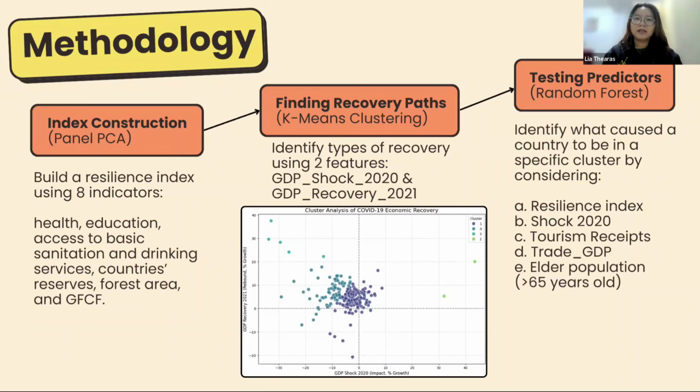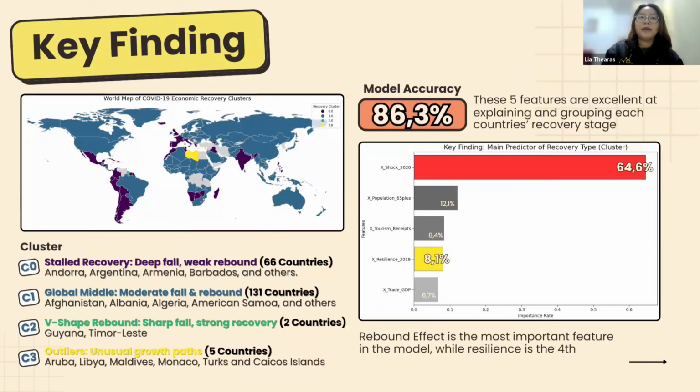And then the last method that we use is random forest to identify what caused a country to be in a specific cluster by considering, A, the resilience index that we built before using the panel PCA. The second is shock 2020, tourism receipts, trade GDP, and also elder population. By that being done, we have some key findings.